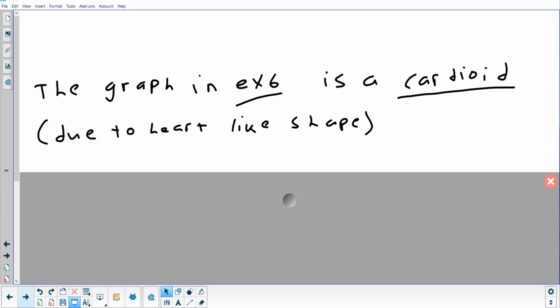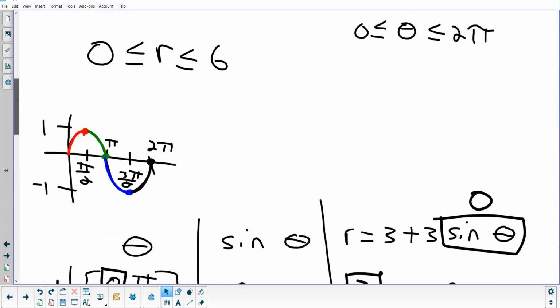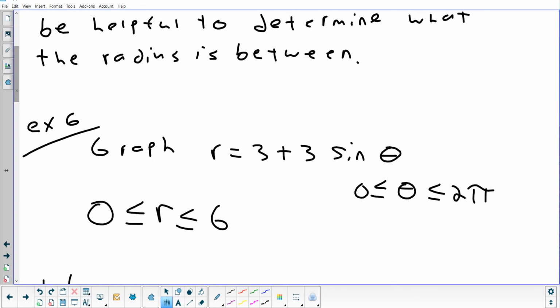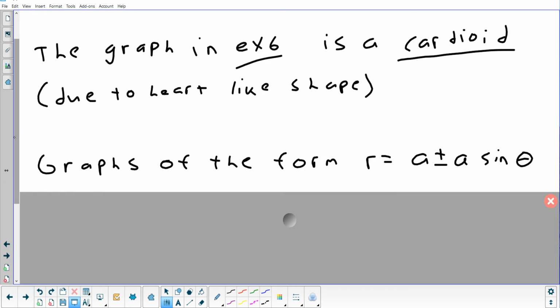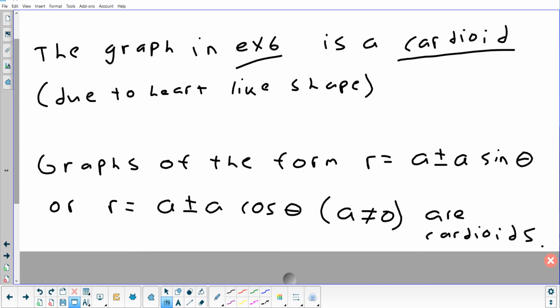In general, if you're drawing a standard cardioid, you have the same number here and here. 3 plus 3 sine theta, 5 plus 5 sine theta. This number, if you change it, will control the size of the cardioid. In general, it could be plus or it could be minus, but it's the same number. 2 minus 2 sine theta, that would be a cardioid. And you can also do it with cosine.